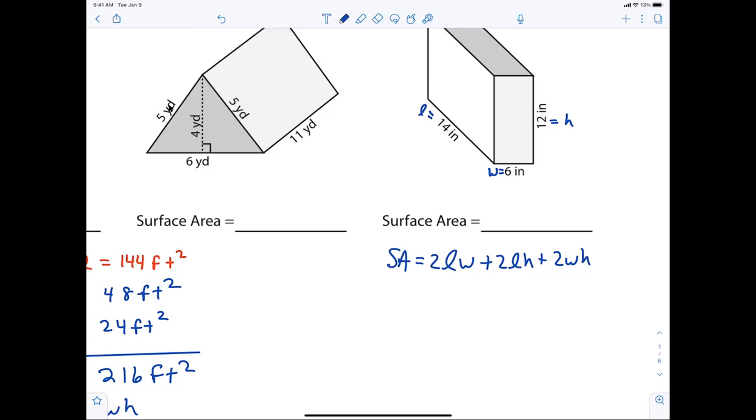What is width? Just how wide something is. And the length and width are totally interchangeable. Yeah, I could put width for 14. Exactly right. You could actually mix the height up too. It wouldn't matter.